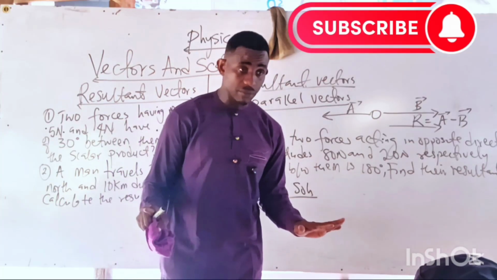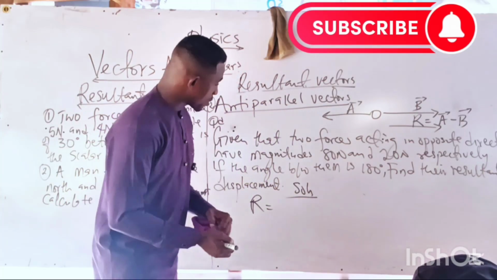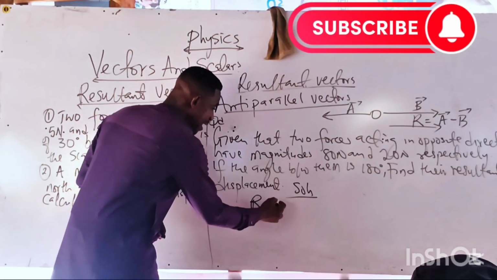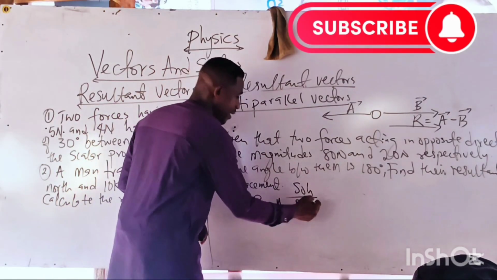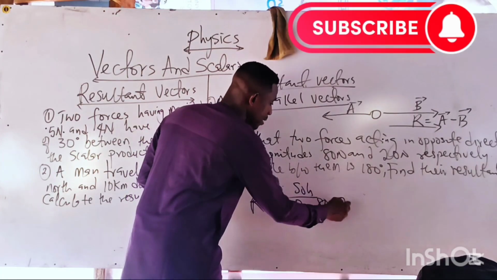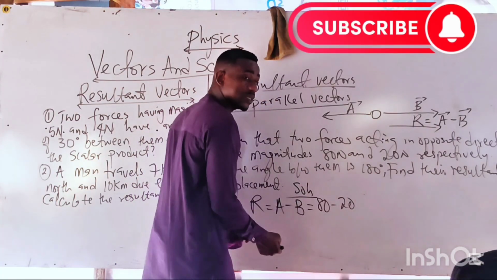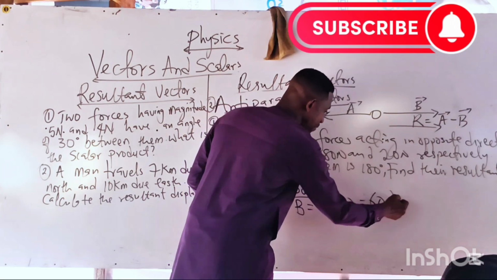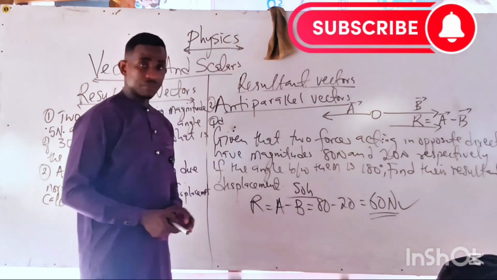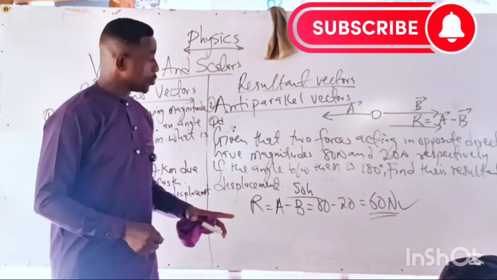Their resultant must be the arithmetic subtraction, so we have A minus B. Our A here is 80 and our B is 20. So 80 minus 20 is 60 Newton. So this is our final answer. It is very important you take note of this.